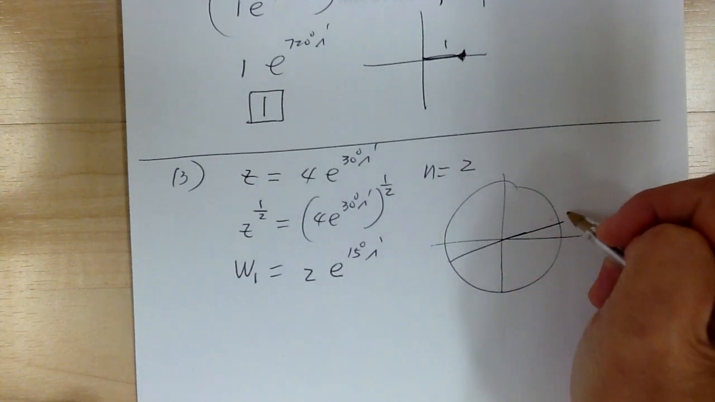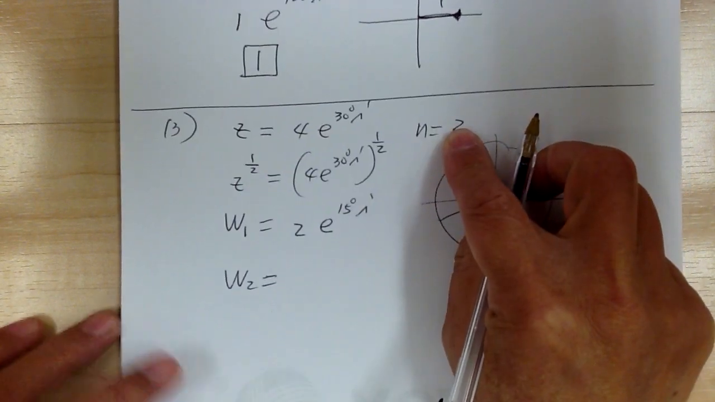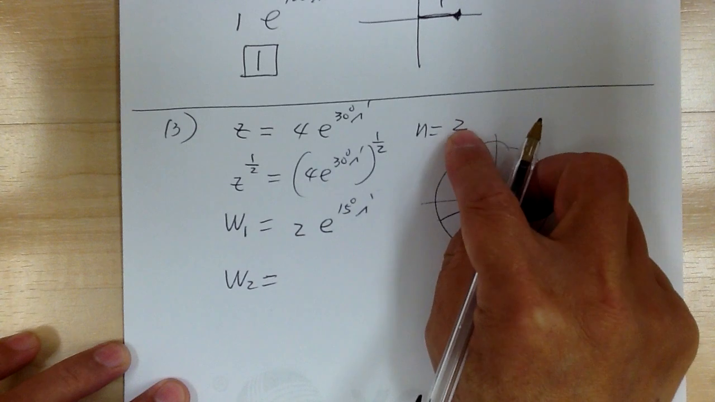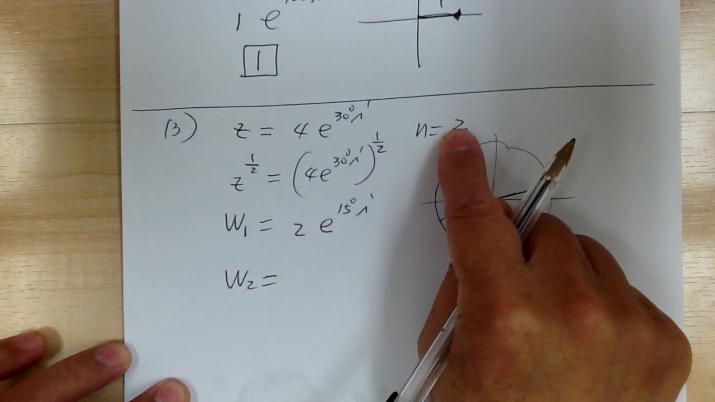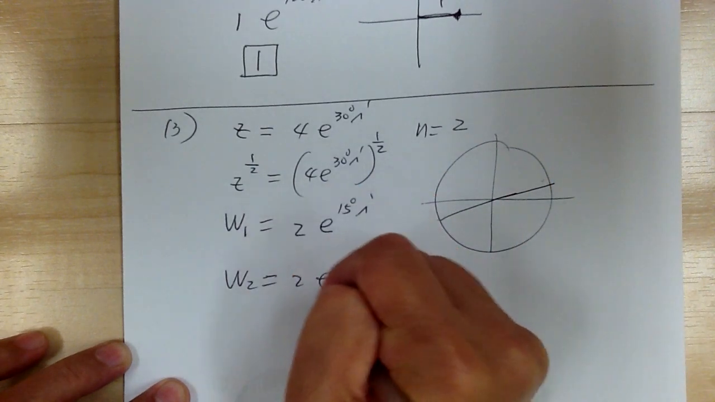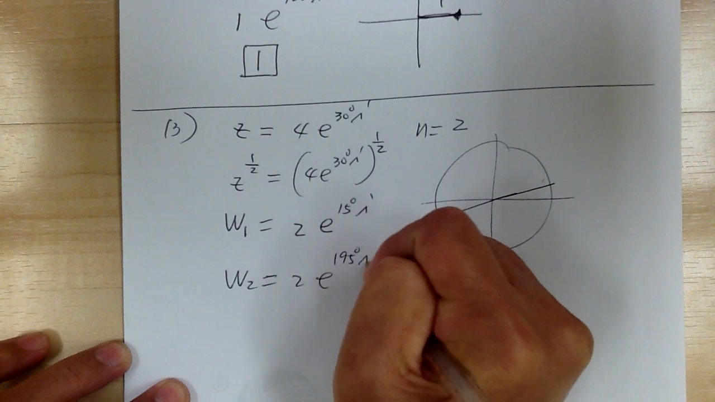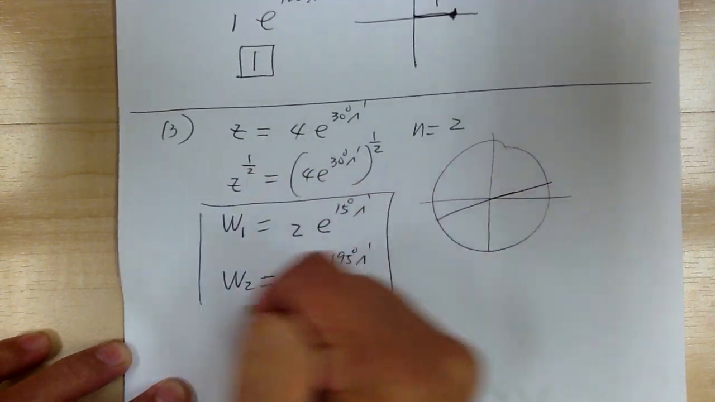And so W2, again, when n equal to 2, when you're taking the square root, you're going to get 2 answers. So you have W1, W2. And because there are 2 answers, they're going to be 180 degrees apart. So just add 180. So it'd be 195 degree i. And you want to leave it in polar form, and that's it.